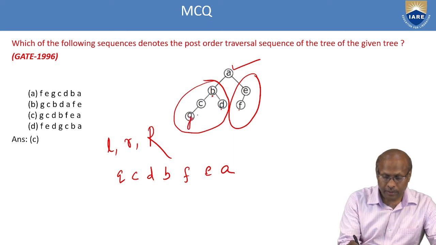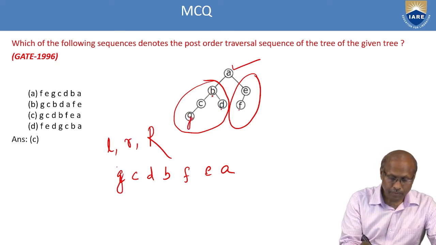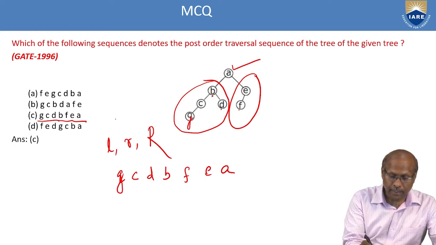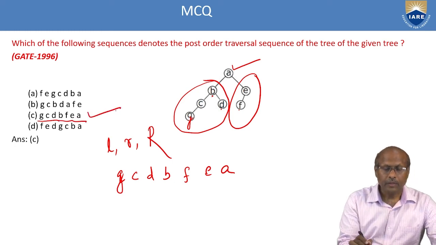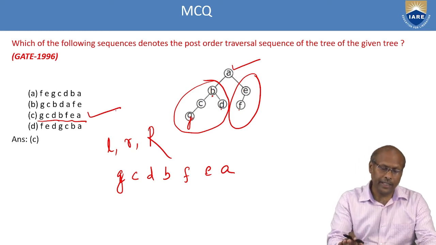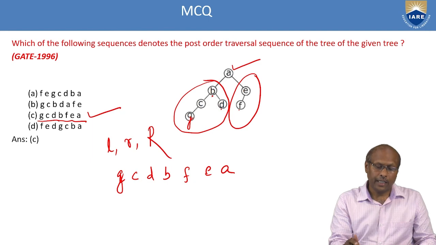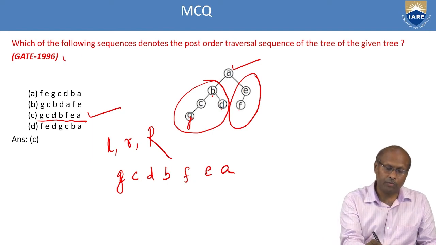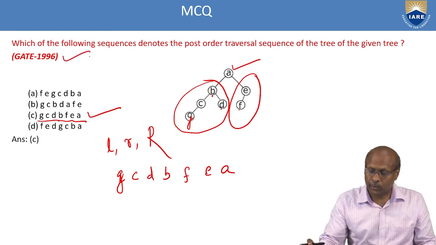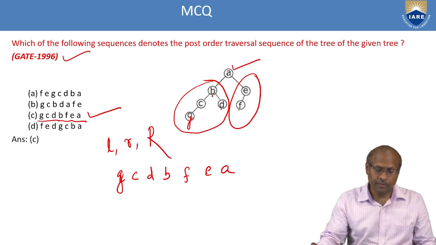So here, okay, G, C, D, B, F, E, A. So this is the answer. So most of the time they will ask this type. They will give a tree and they will ask what is the corresponding post-order traversal. And this is the question asked in the GATE exam also. So you must be ready for your future GATE exam also.